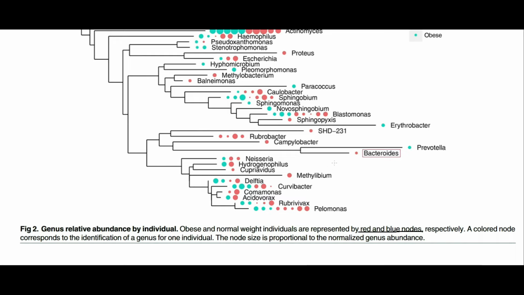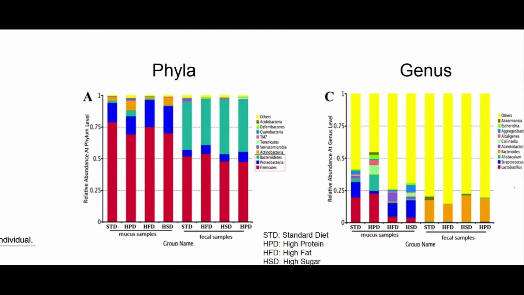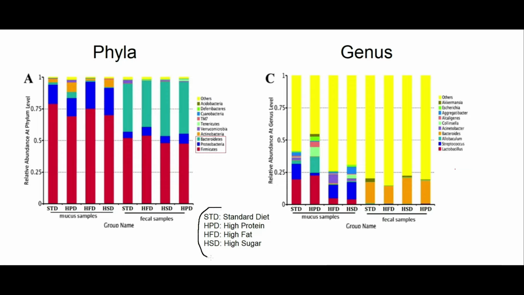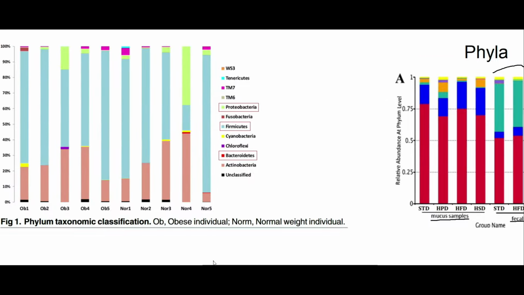And so, like I said, this is just a bunch of these different genera here. This is another thing that's showing the phyla and the genera, using either the standard diet, high protein diet, high fat diet, or high sugar diet. As far as phyla is concerned, one thing to notice is that Bacteroidetes here is much higher in the stool samples. So the fecal samples are stool samples, and the mucus samples are from the small intestine. Then we can look at the genera over here, and you can see between the standard diet, the high protein, high fat, and high sugar, that you're getting changes in the population proportions of these different genera here. And we have that over here as well.